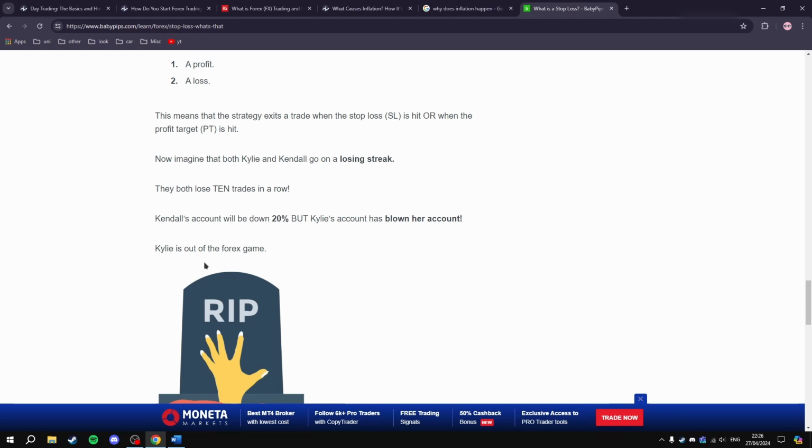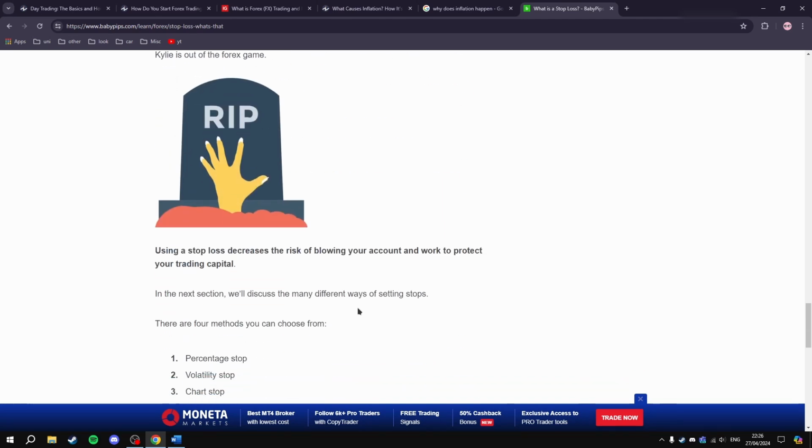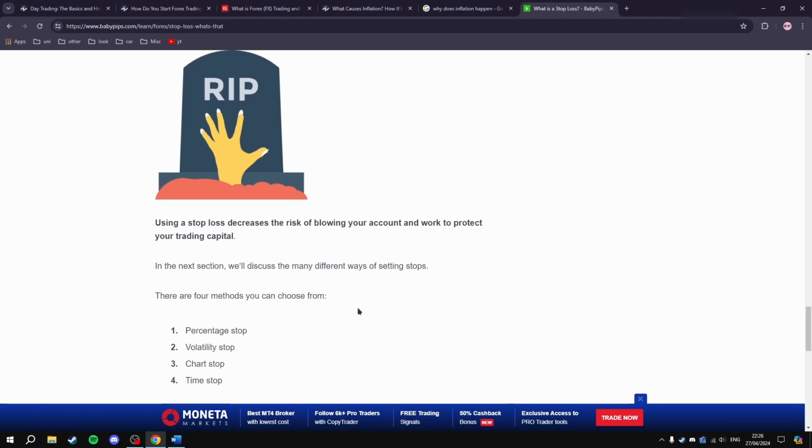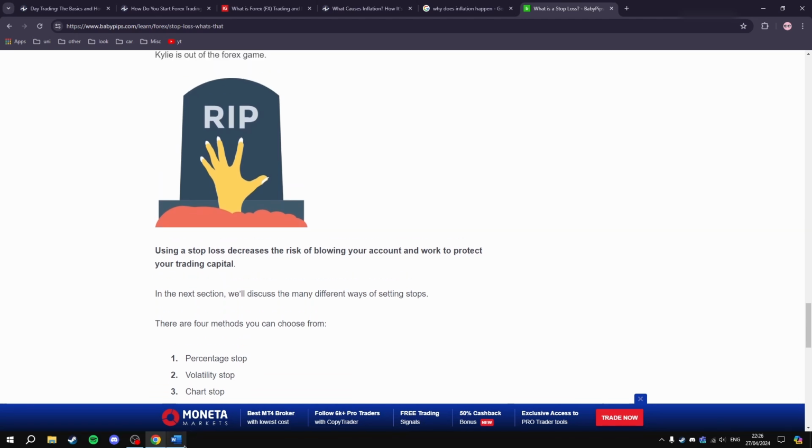Now imagine that both Kylie and Kendall go on a losing streak. They both lose 10 trades in a row. Kendall's account would be down 20%, but Kylie has blown her account. Kylie is out of the Forex game. Oof. Using a stop loss decreases the risk of blowing your account and works to protect your trading capital.